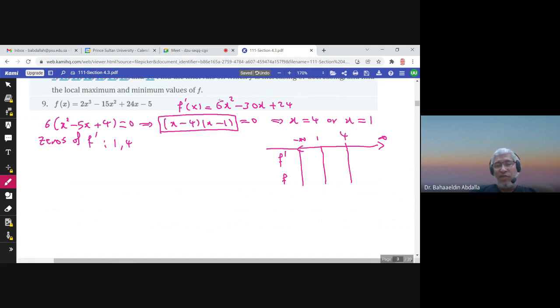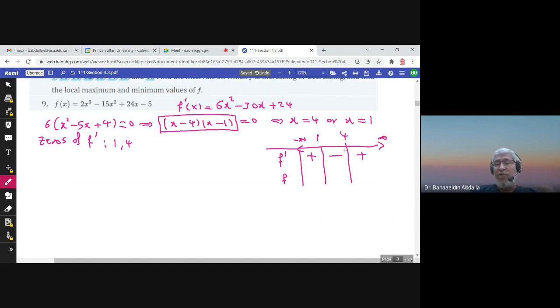Whenever you have degree 2, between the two zeros, between 1 and 4, the sign is opposite to the sign of x squared. x squared here is positive, 6x squared. So the sign between 1 and 4 is negative. So these are the signs of f prime immediately.